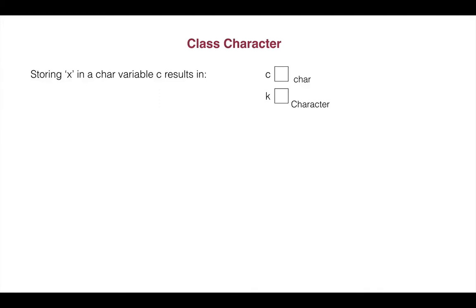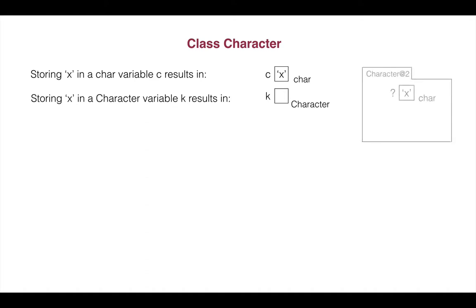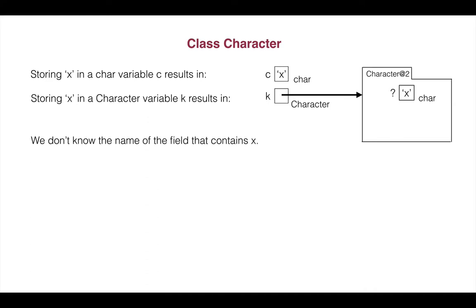You know that execution of an assignment of character x to a character variable c stores x in c, as shown to the right. But the assignment of x to a character variable k first creates a character object that contains a field with character x in it, and second, stores a pointer to the new object in k. We don't know the name of the field in the object, since we don't have access to the code, so we use a query for the name.